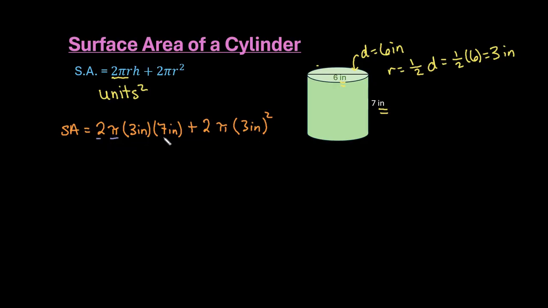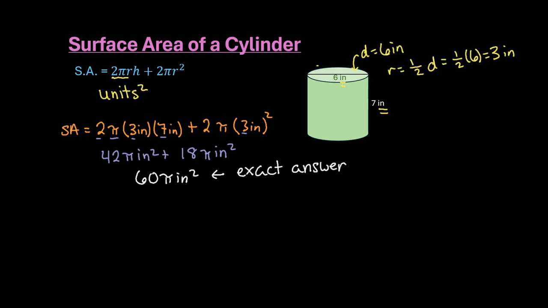So the first thing that we would do is just multiply our numbers together. So 2 times 3 times 7 ends up giving me 42 pi inches squared. Plus, when I multiply this out, 3 squared gives me 9, times 2 is 18. So I would have 18 pi inches squared here also. And then when we add those together, 42 plus 18 does give me a total of 60 pi inches squared. So if they want an exact answer, this is an exact answer.